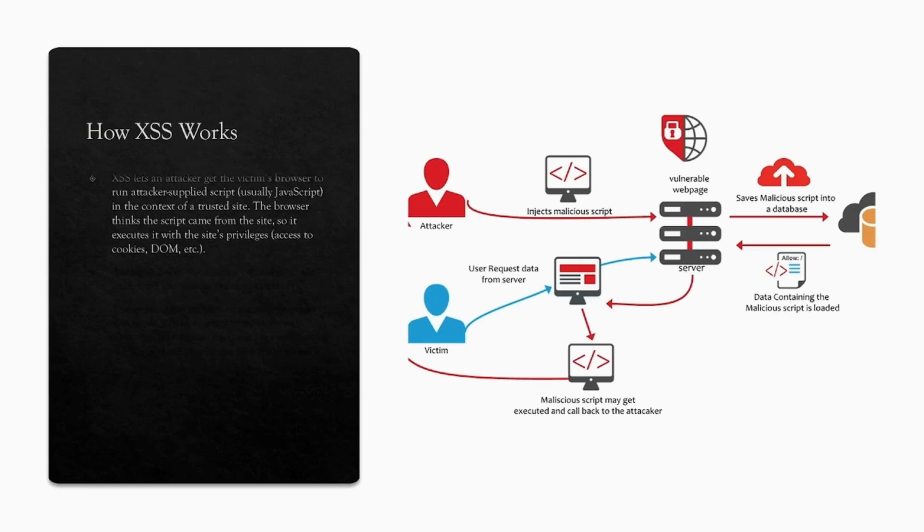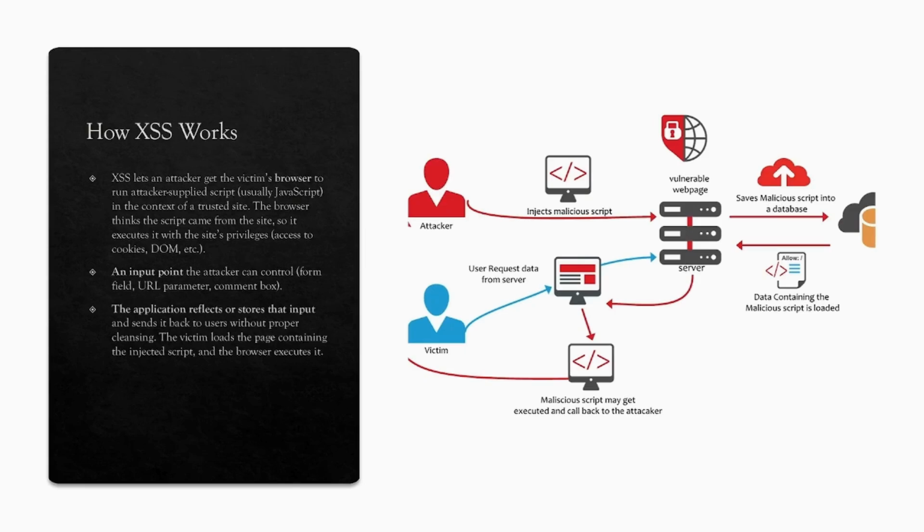So how does XSS actually work? I'll tell you in three simple steps. First, an attacker finds a place where the website accepts user input. This could be anything, like a search box, a comment field, or even a value in the URL. That's the input point, where the attacker controls the attack.